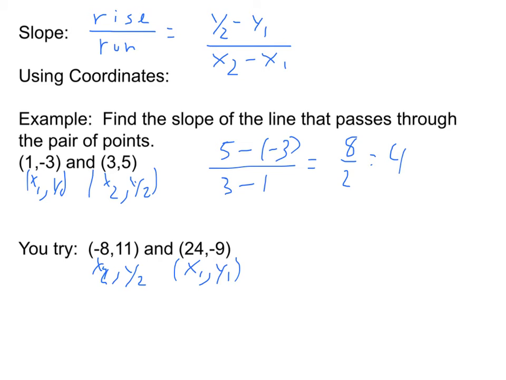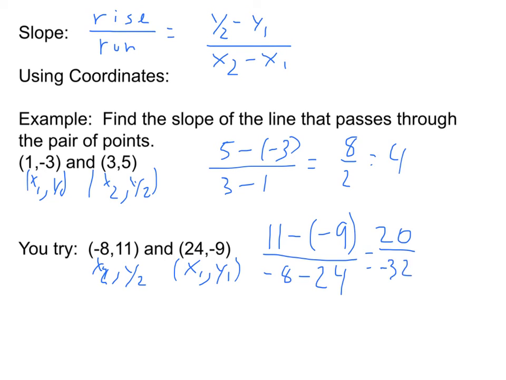Okay, y2 this time I'm going to say is 11. So y2 minus -9, y1, over x2, -8, minus 24. Okay, so 11 minus a -9 changes to a plus, so 11 plus 9 is 20, divided by -8 minus 24, which is -32. That simplifies, I can divide both of those by 4. So that gives me a negative, because a positive divided by a negative is a negative, negative 5 over 8. So negative 5/8 is your answer.